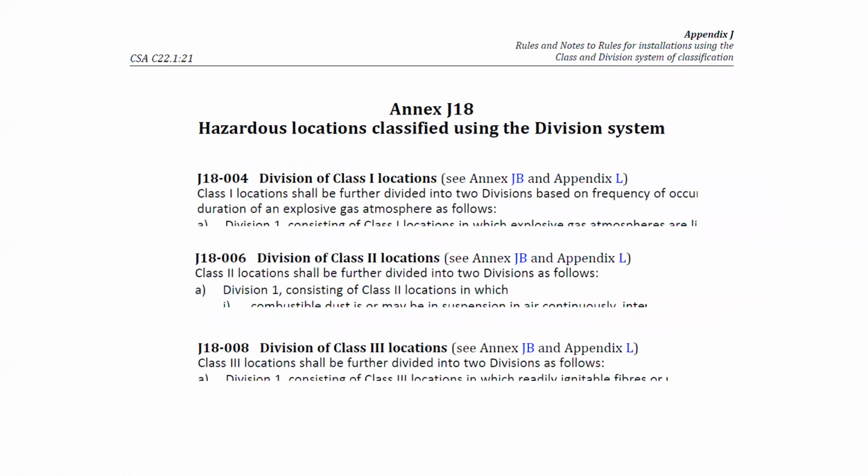Here's a little excerpt from Appendix J, providing some of the classification and division of those different older style of classifications. Remember, you don't have to memorize all of these as long as you know where you can find them within the Canadian Electrical Code.